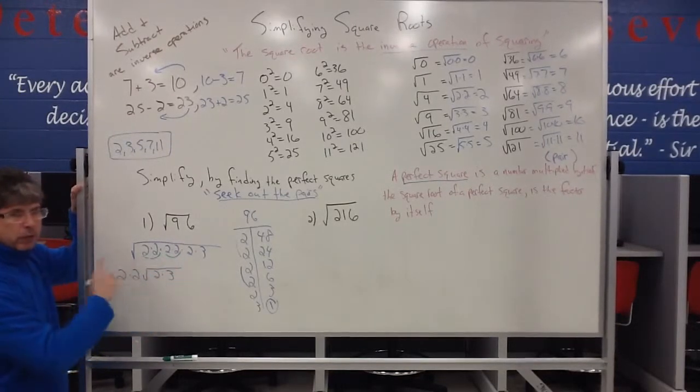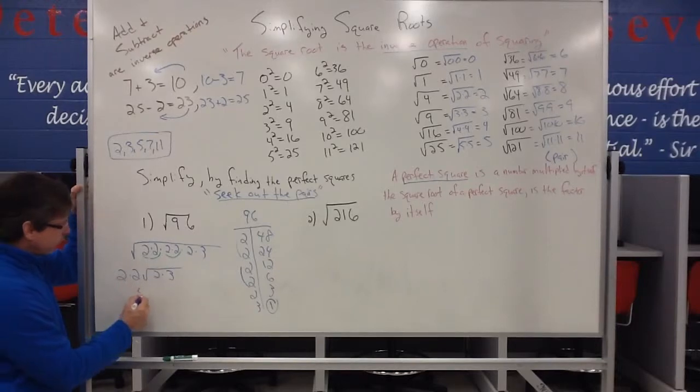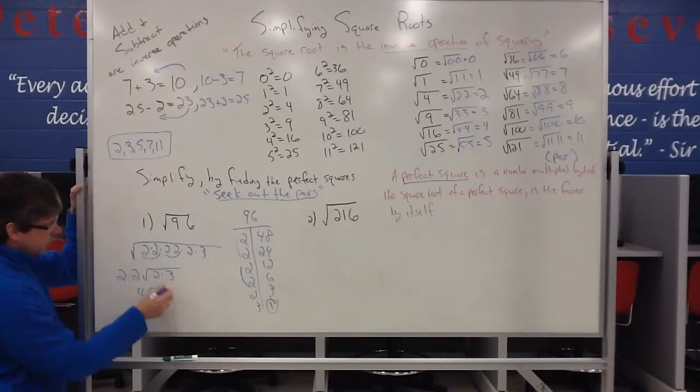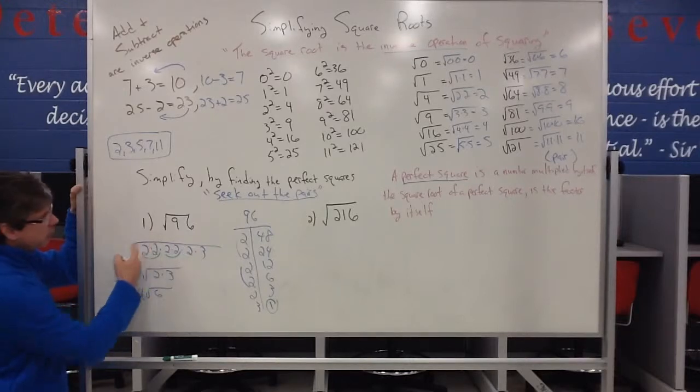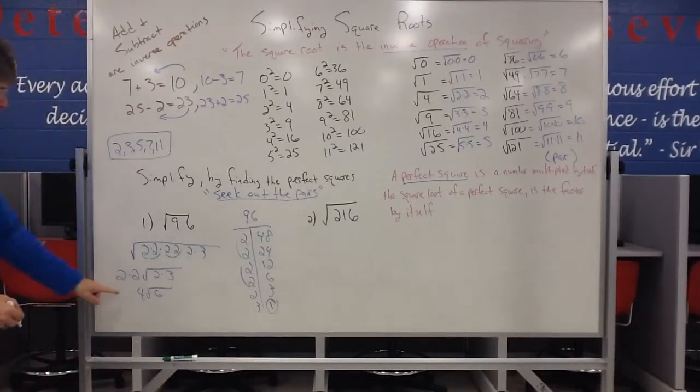And everything is connected by multiplication. So 2 times 2 is 4, and those leftovers that stayed inside there, put those back together. That 2 times 3 gives me 6, and I end up with 4 times the square root of 6. And that's what we mean by simplifying the square root of 96. We want something like this.